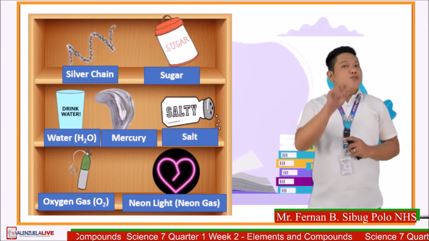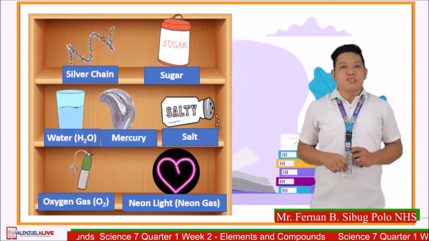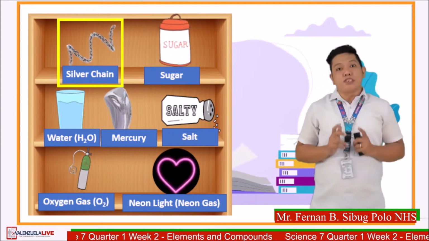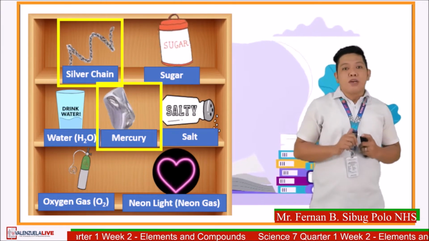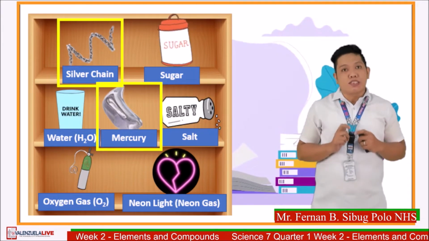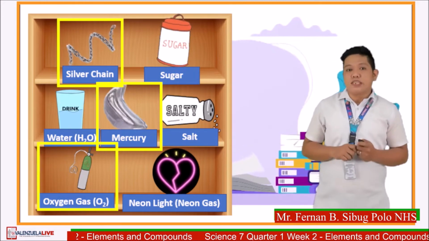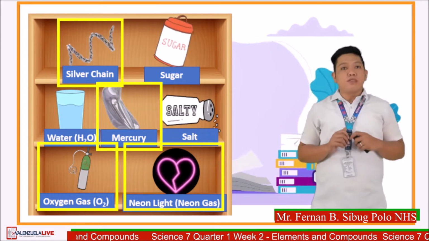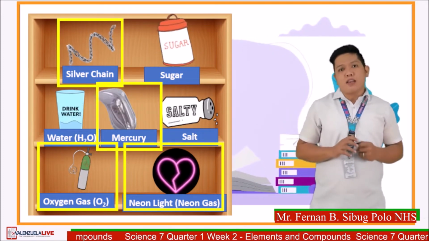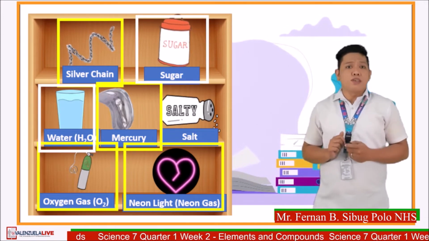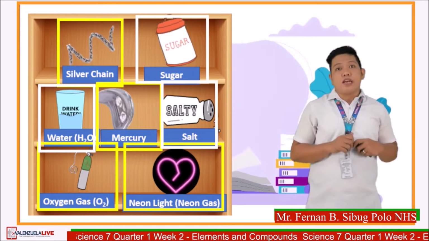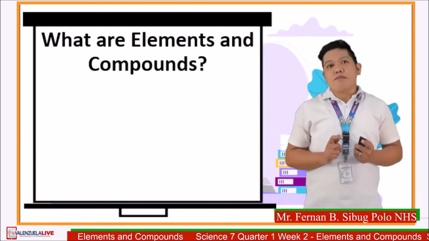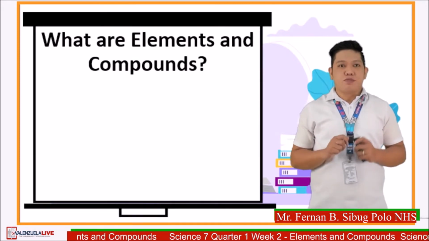Correct. There are 4 elements and 3 compounds. The 4 elements are silver from the pure silver chain, mercury, a liquid metal found in thermometer, oxygen gas inside the oxygen tank, and the neon gas from the neon light. Meanwhile, sugar, water, and salt are considered as compounds. The big question is, what is an element and what is a compound?